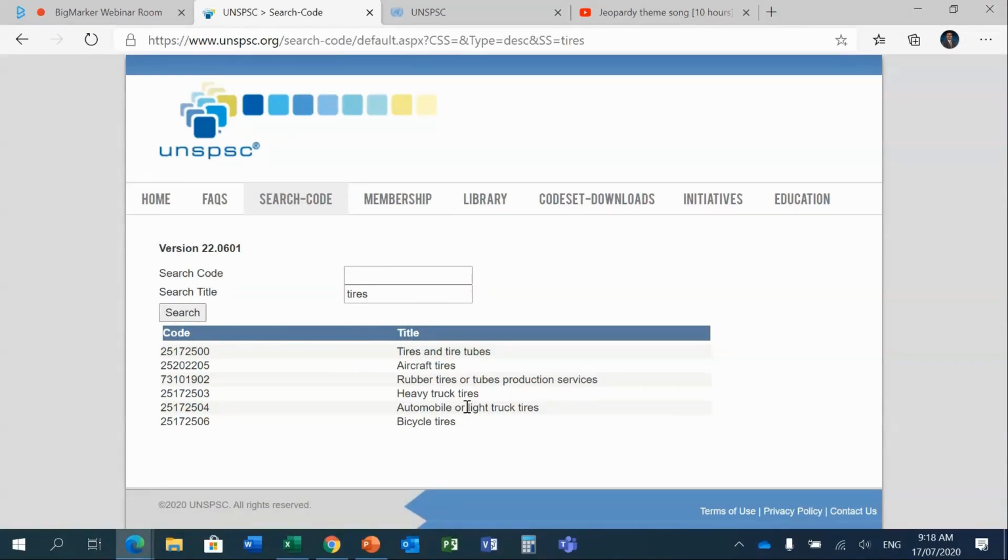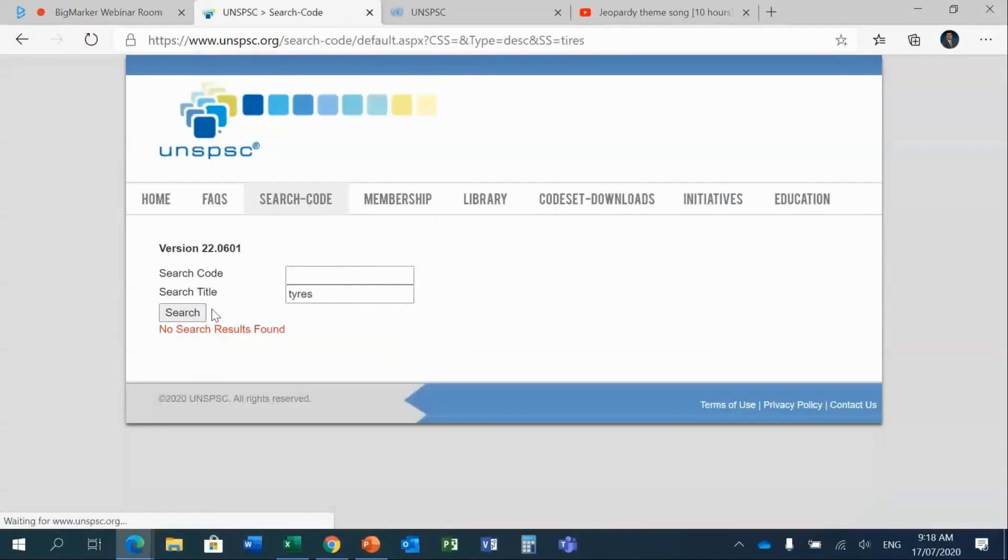Now, a point to note is the type of English that is being used here by the UNSPSC. The UNSPSC codes adopt American English versus British English. So tires is spelled the American style, versus if we typed in TYRES, we will not find it because that is the British version of tires. So that's something to bear in mind when you're searching for your particular line of business.